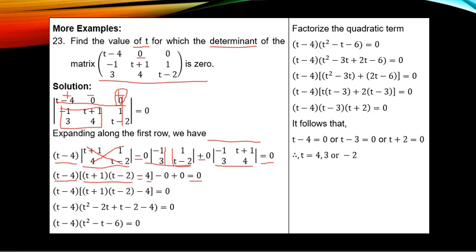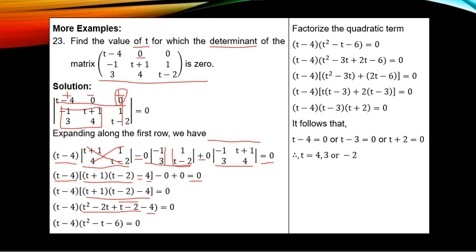We need to expand this term. If you expand, you know the rule. t times the second bracket gives t squared minus 2t, and 1 times the second bracket gives t minus 2, then minus 4, the last term there.